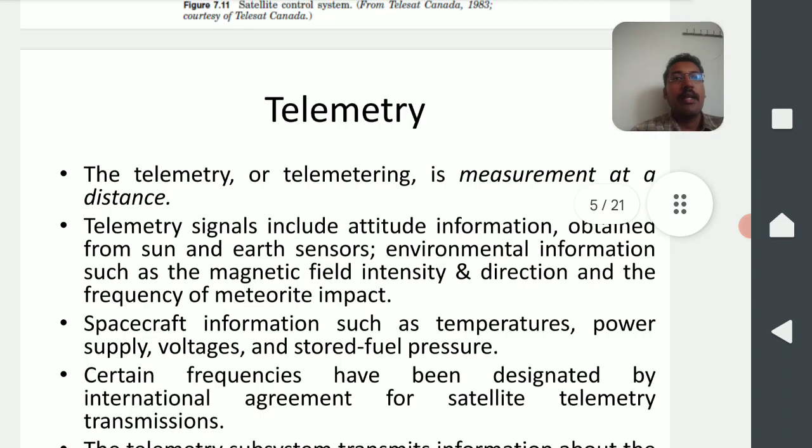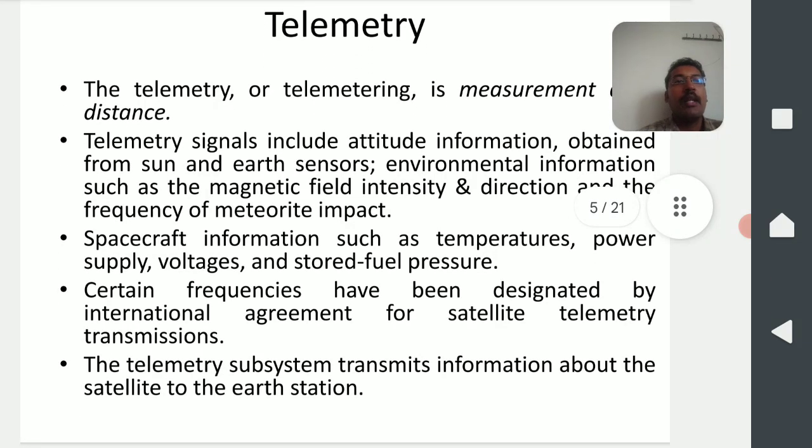First one is telemetry. Telemetry, or telemetering, is measurement at a distance. Telemetry signals include attitude information obtained from the sun and earth sensors, environmental information such as the magnetic field intensity and direction and the frequency of meteorite impact, and spacecraft information such as temperatures, power supply voltages and stored fuel pressures. Certain frequencies have been designated by international agreement for satellite telemetry transmissions. The telemetry subsystem transmits information about the satellite to the earth station.